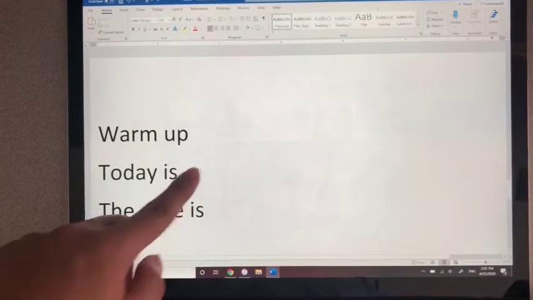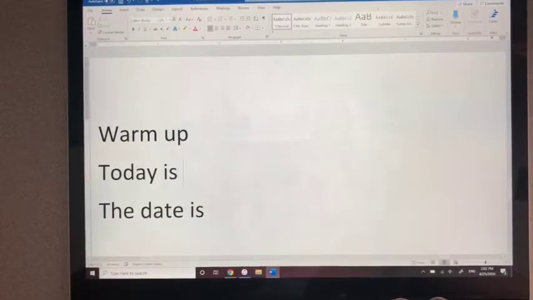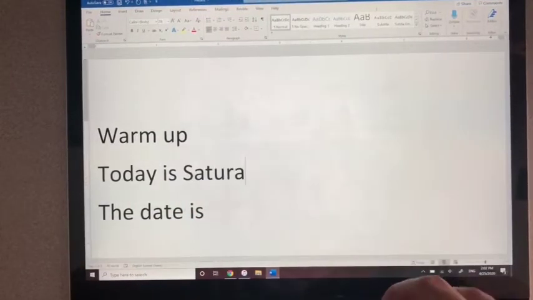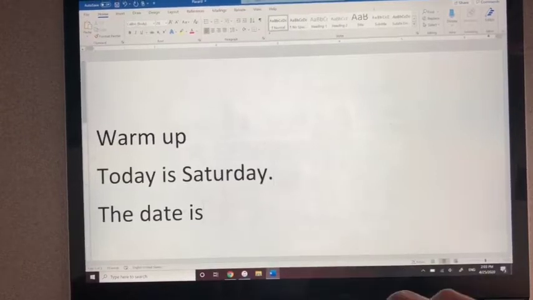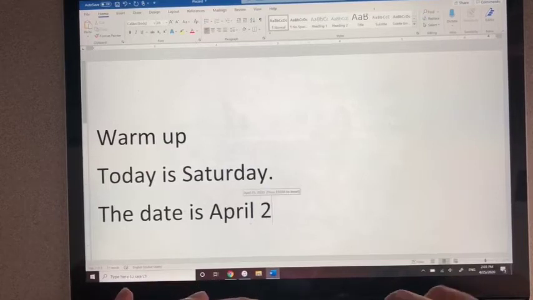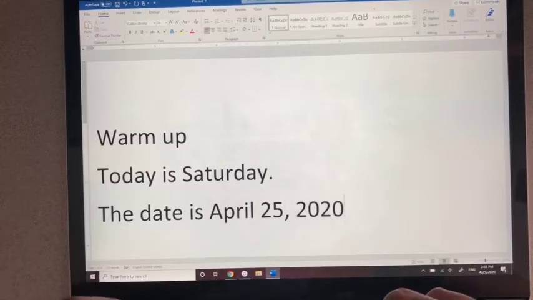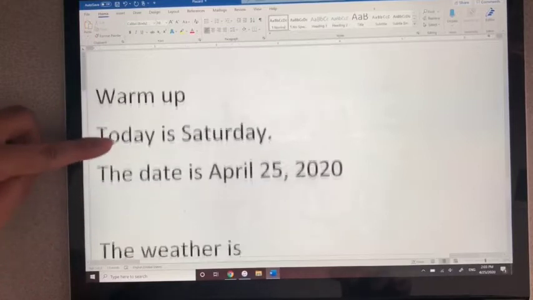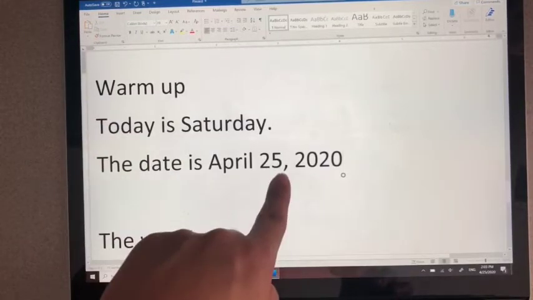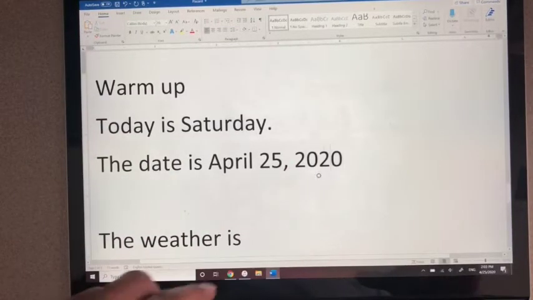The warm-up. Today is Saturday. The date is April 25th, and the year is 2020. The month is April, the date is the 25th, and the year is 2020.